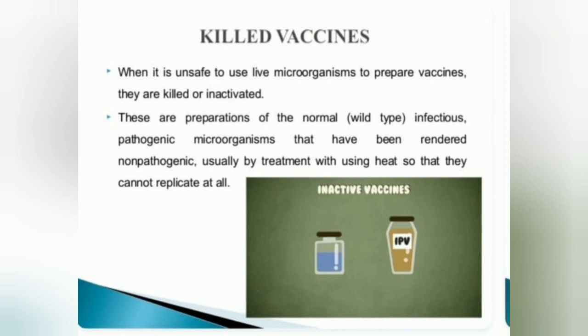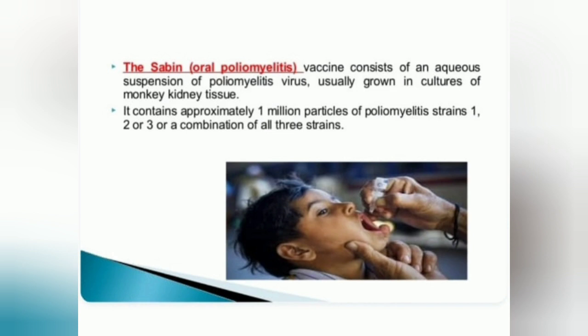The oral polio vaccine is an example. This vaccine consists of an aqueous suspension of poliomyelitis virus, usually grown in cultures of monkey kidney tissue. It contains approximately 1 million particles of poliomyelitis strains 1, 2 or 3, or a combination of all the 3 strains.